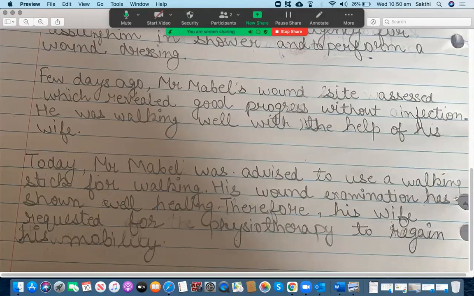Therefore, his wife requested for physiotherapy to regain his mobility. Is it requested physiotherapy? Is that physiotherapy sessions? Is that what you want to say?